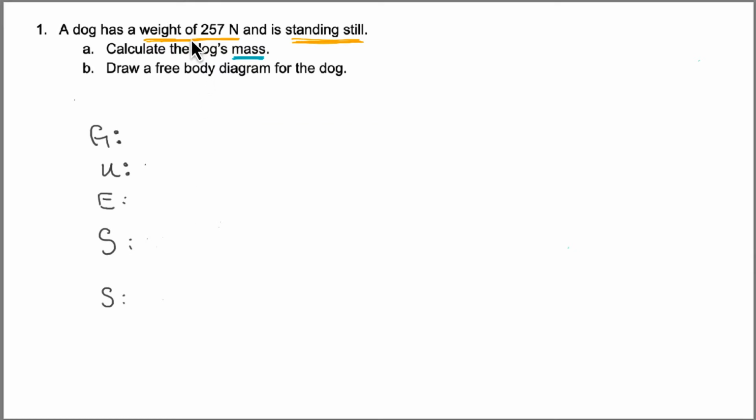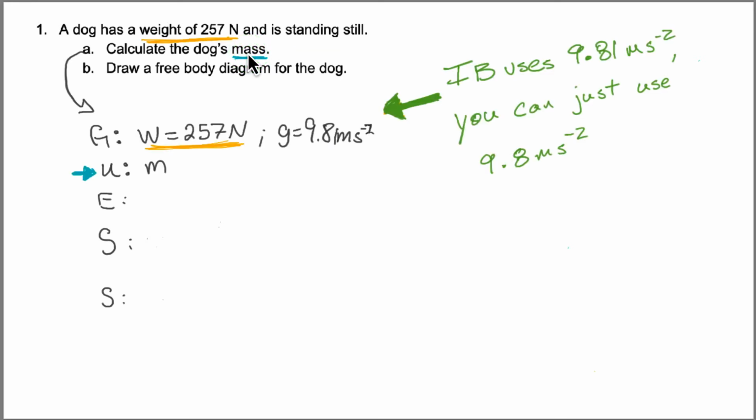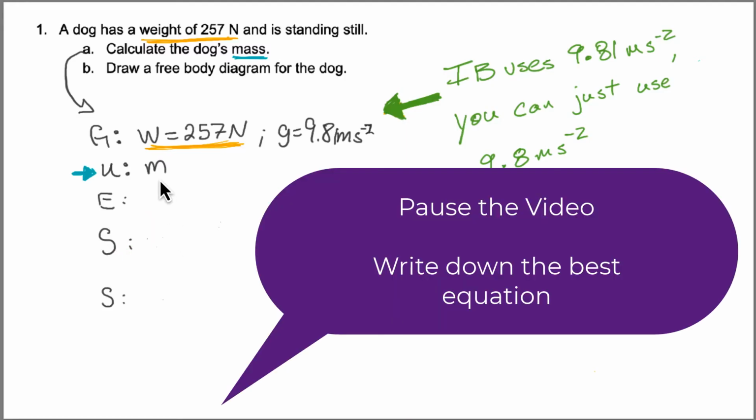All right, welcome back. Hopefully you were able to pull out the weight of 257 newtons, and you also identified the mass as our unknown. And then ideally you also listed our unspoken piece of given information, which is that G equals 9.8, or here we've listed 9.81 because that's what IB uses. Remember that you can always just use 9.8. This example just used 9.81 this time. Go ahead and take a look at your equation sheet and see, is there an equation with W, G, and M in it? If there is, go ahead and write it right here next to the equation. And remember, you need to use the GUESS method in order to get full credit for this assignment.